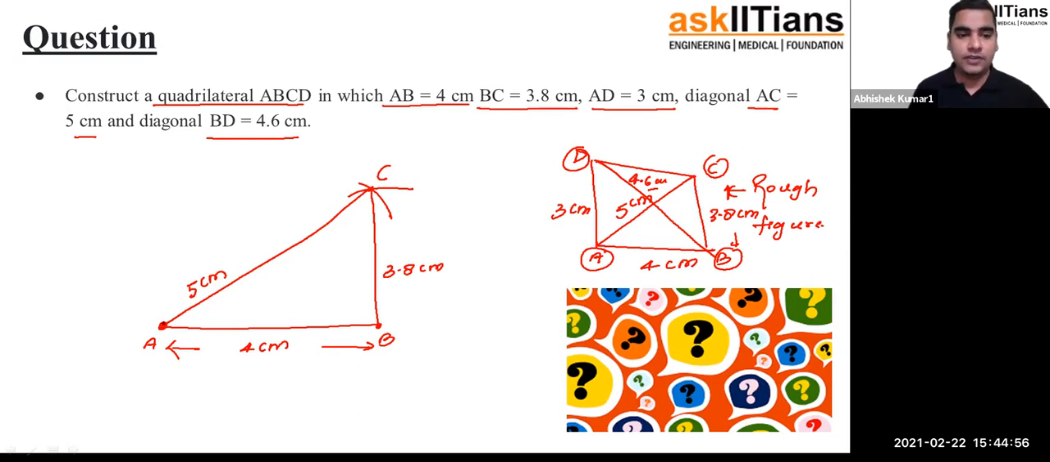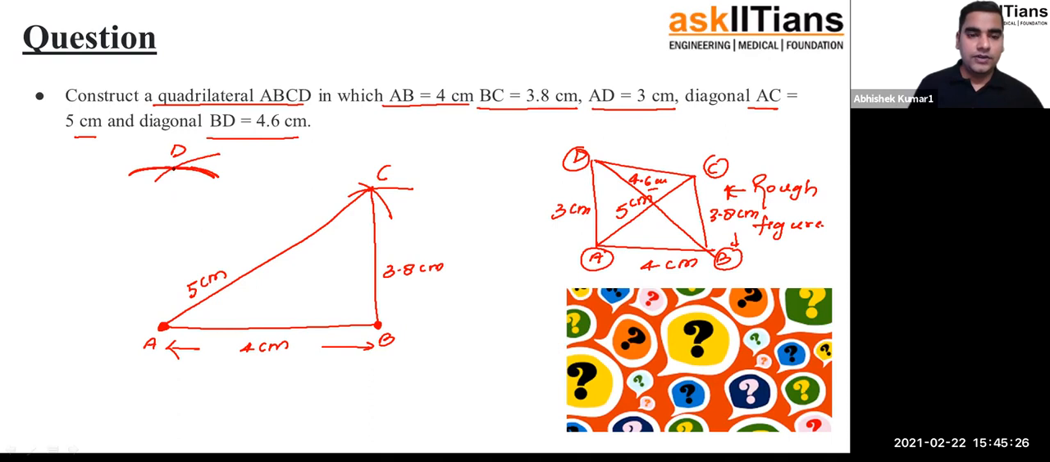So assume A to be the center. You mark an arc of length equal to 3 centimeter. Then assuming B to be the center, please mark an arc of length equal to 5 centimeter. And you will observe that these two arcs that we have drawn here are going to cut each other at one point. You are going to call that particular point D. So this is D that you have.